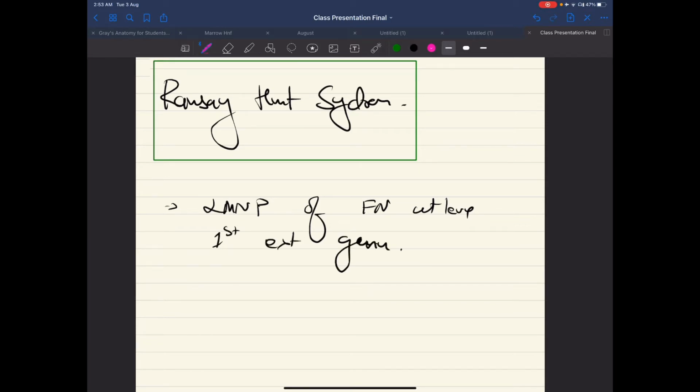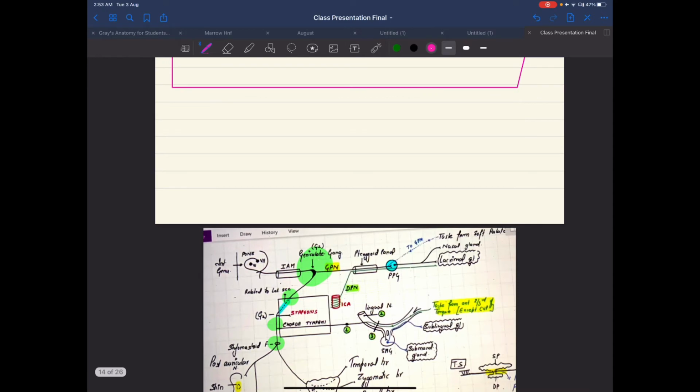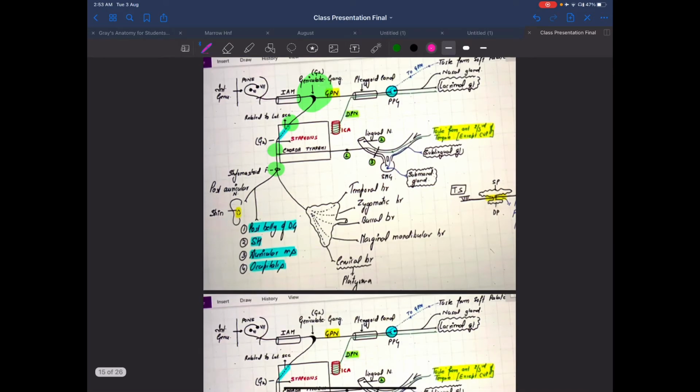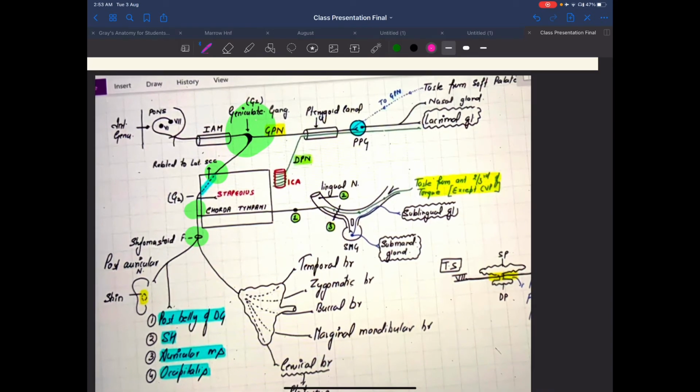This virus will produce symptoms which are similar to this. We'll come to this. Okay, let's just do it right now here only. This is your entire course of the facial nerve. This is a very well drawn diagram if you want to look at it. Let's take this as A, this as B, this point as C, and this point as D.